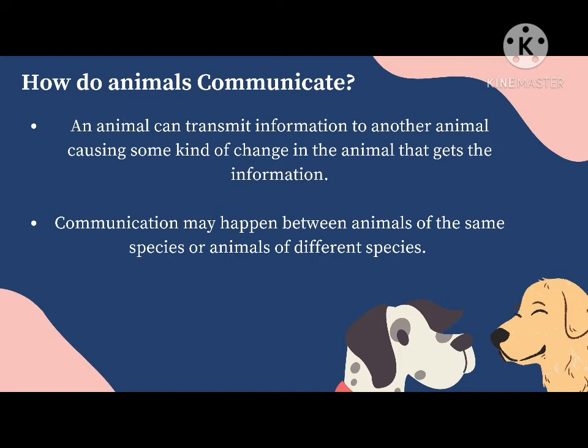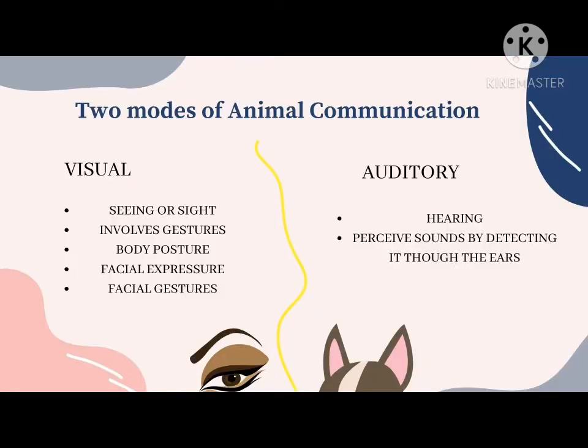It causes some kind of change or response in the animal that gets the information. This communication often happens between members of the same species, though it can also happen between animals of different species. This report is on how different animals communicate. There are two modes of animal communication: visual and auditory.